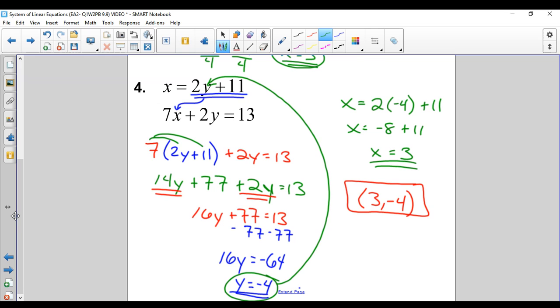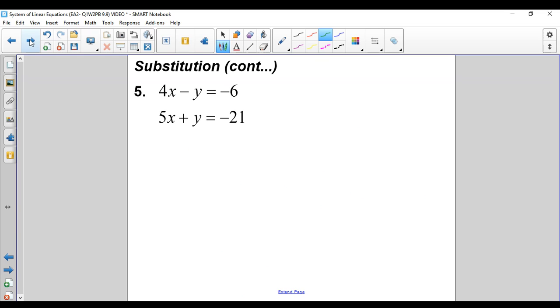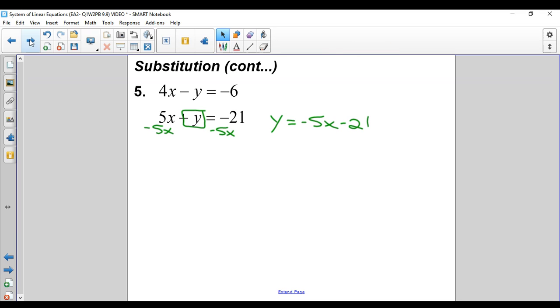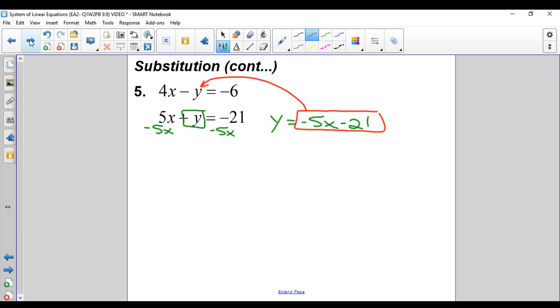Last one, last variance that we'll see of this for now is neither equation has a variable by itself. There is one that sticks out to me, and that's this second equation, this y. It's already positive, it's already solo, so we just go ahead and subtract 5x from both sides. And we have what y equals. And then we just do what we did in the last problem. Take that -5x, plug it into y here.